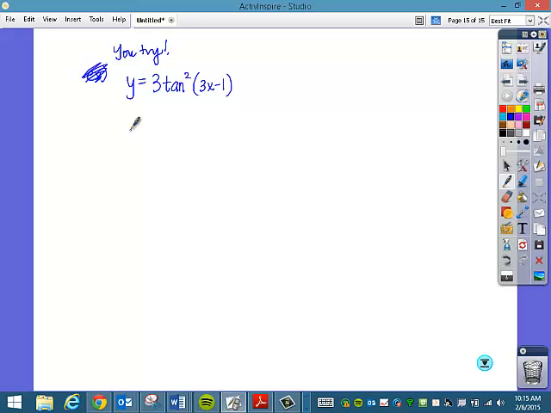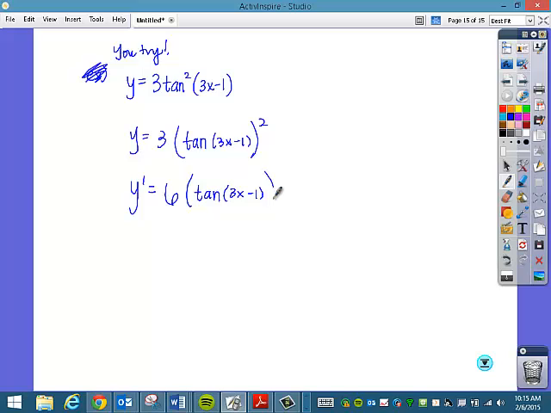Okay, first you gotta rewrite it. So it's 3 times tangent of 3x minus 1 squared. So I'm going to take the exponent, pull it out front. I'm doing the chain rule. 2 times 3 is 6. I'm keeping my insides the same. Keeping my exponent, subtracting 1 from my exponent, so it's 1.